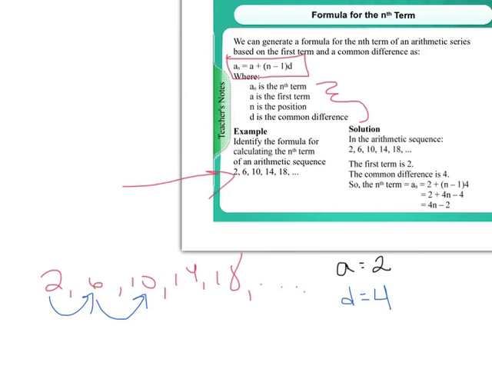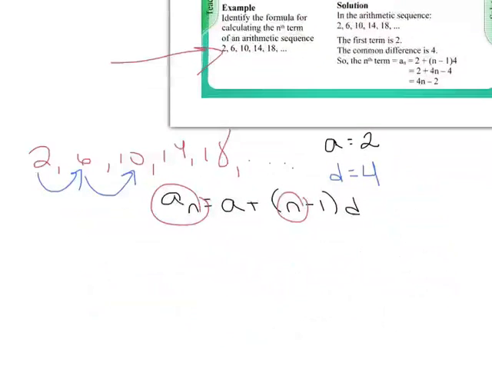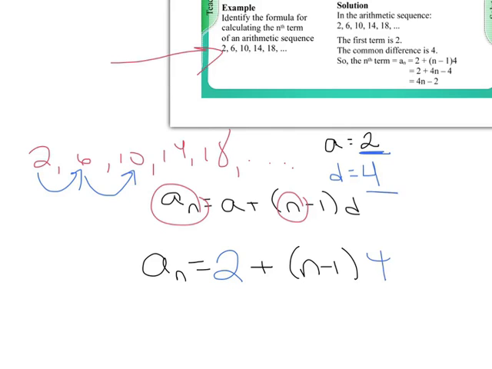So since we know that our formula for any given arithmetic sequence's nth term is a sub n equals a plus n minus 1 times d, and we know that the a sub n and the n are going to just stay variables, we have all the information we need to figure out an equation for the sequence. So what I'll do is say, okay, a sub n equals 2, because that's my first term, plus n minus 1 times d, which is my common difference, which is 4 in this case, and I just have to simplify my expression on this side.